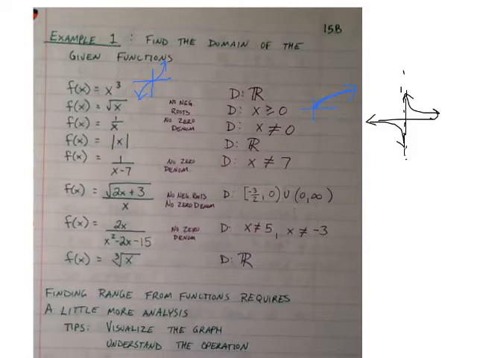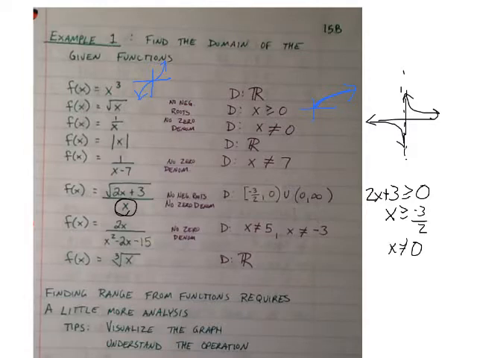The next one here is actually kind of difficult. We have two restrictions. We have 2x plus 3 has to be greater than or equal to 0, which means x has to be greater than or equal to negative 3 halves. And then we also have the second restriction where x cannot be 0. And if x can't be 0, our interval notation for those two things combined is from negative 3 halves to 0, don't include 0, and then from 0 all the way to infinity.